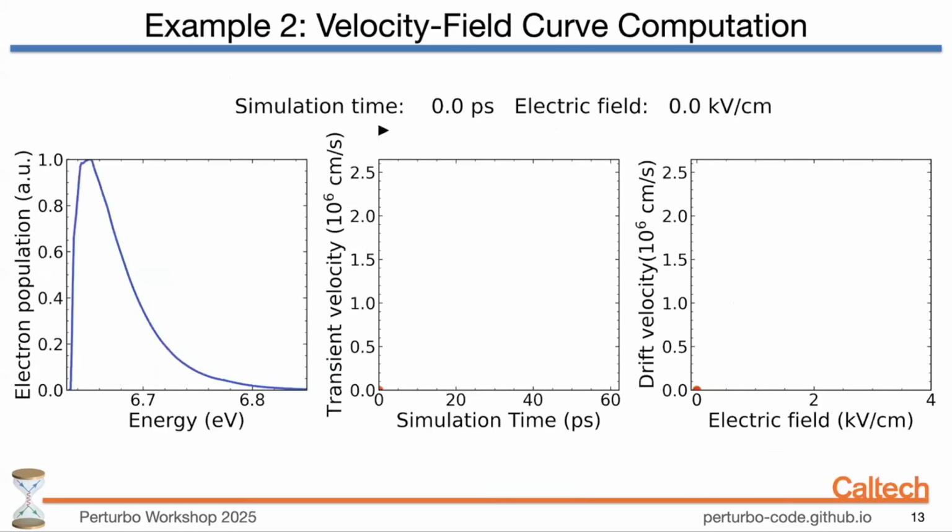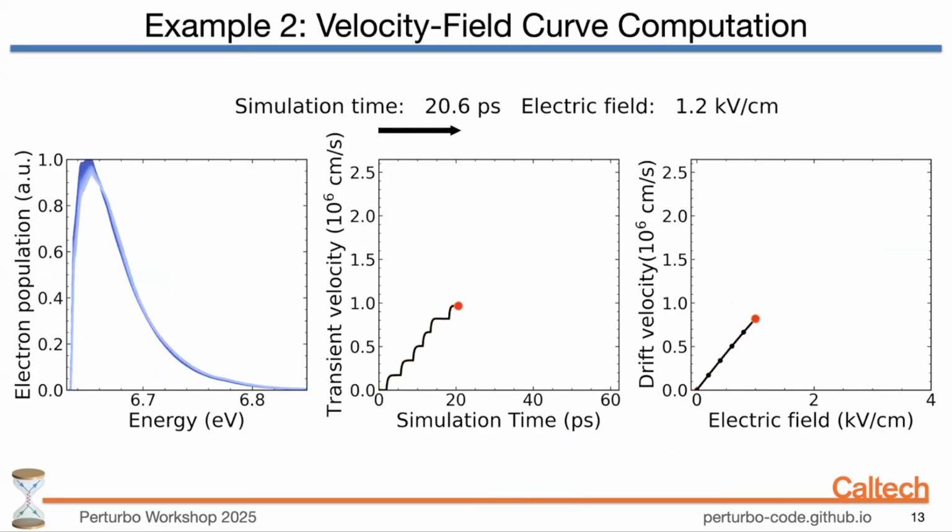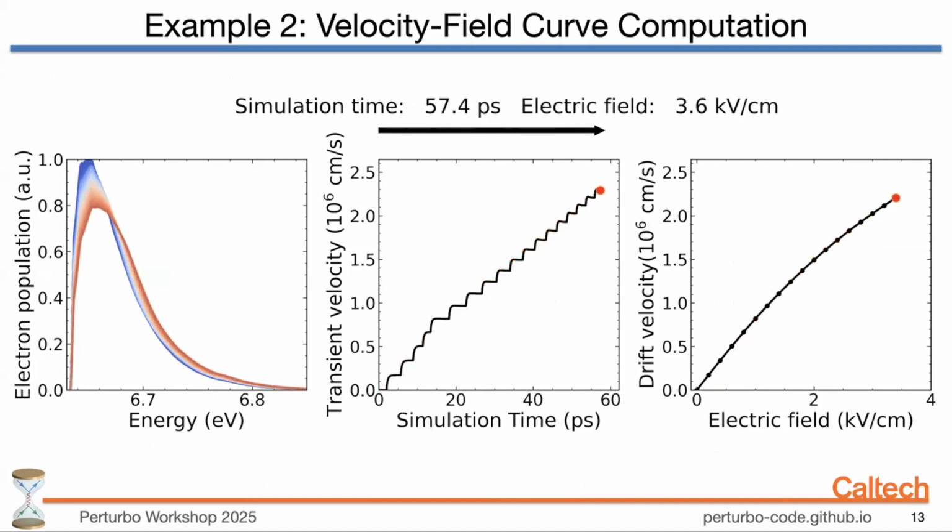So if you look at the entire simulation as a function of the simulation time, it will go like this, where the electric field is ramped up and your transient velocity has this staircase feature, and then you can compute the drift velocity once you reach steady state for every single field step.